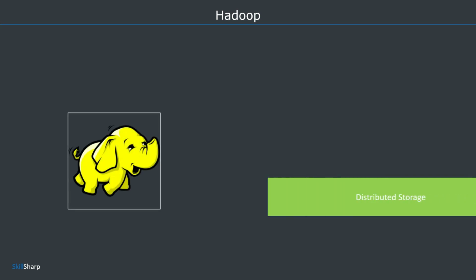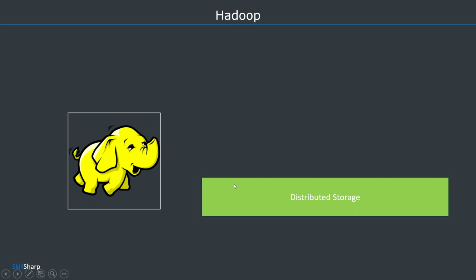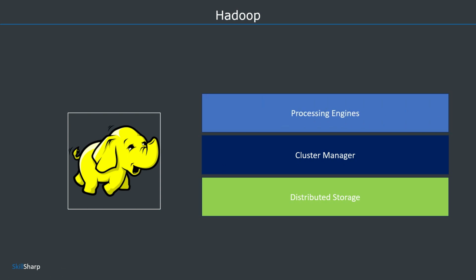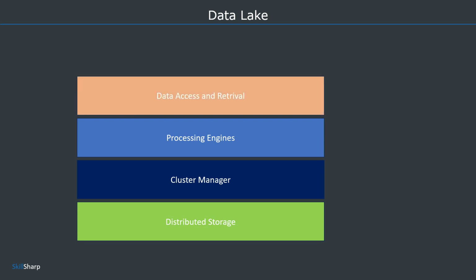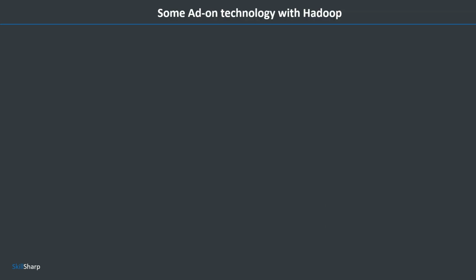So Hadoop provides us distributed storage in the form of HDFS. The second thing Hadoop provides us is an operating system to manage the cluster, like Yarn. And the third thing is a processing engine to process the data, and that is nothing but the MapReduce processing engine. These things collectively combine with one more layer, the data access and data retrieval layer, and together they form a notion called data lakes, or data lake architecture.